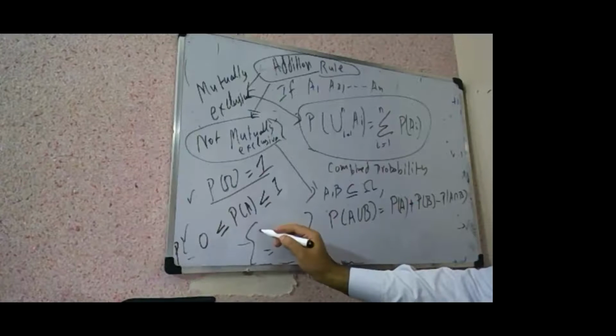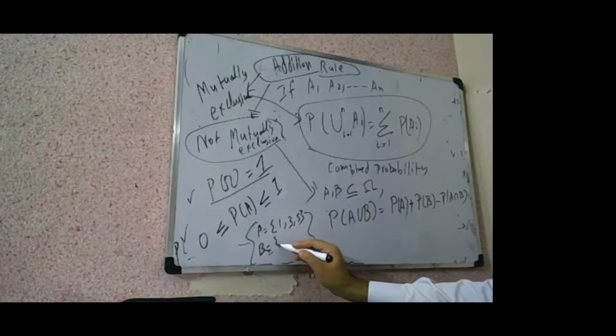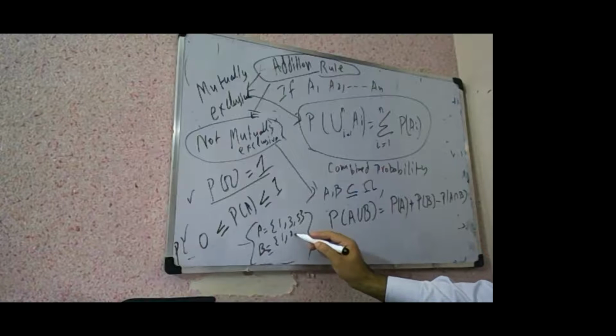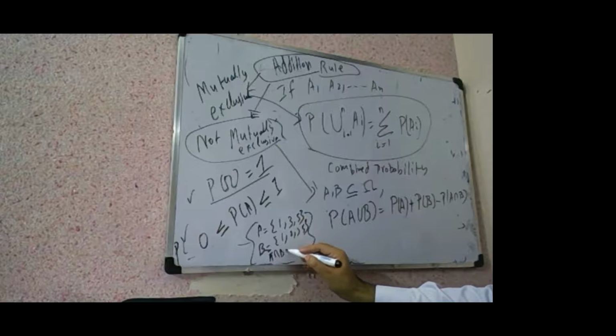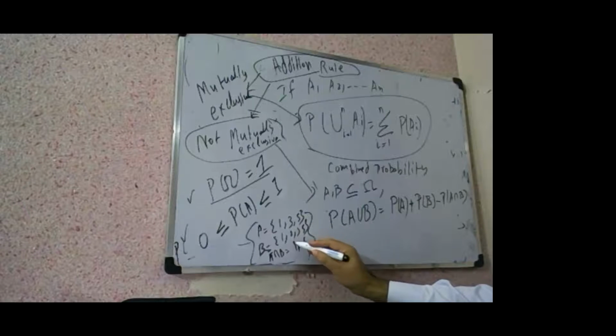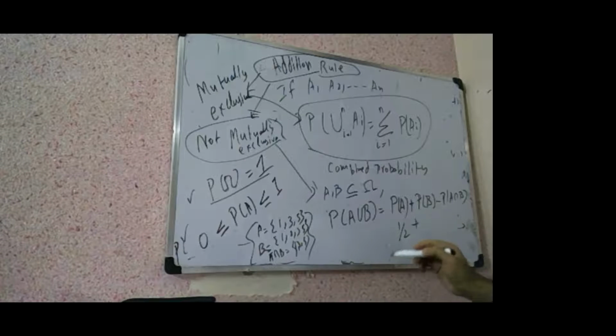Let's take an example of the die. A is 1, 3, 5. B is 1, 2, 3, 5. So B is a set of prime numbers, and A is a set of odd numbers. What is common? A intersection B. Common is 1, 3, 5. Right? So you can find the probability of A union B. Here, probability of A is 1 by 2, plus probability of B, which is 4 by 6, means 2 by 3, minus probability of A intersection B, which is 1, 3, and 5, and it's also 1 by 2. So it's again 2 by 3. That's the probability of A union B.